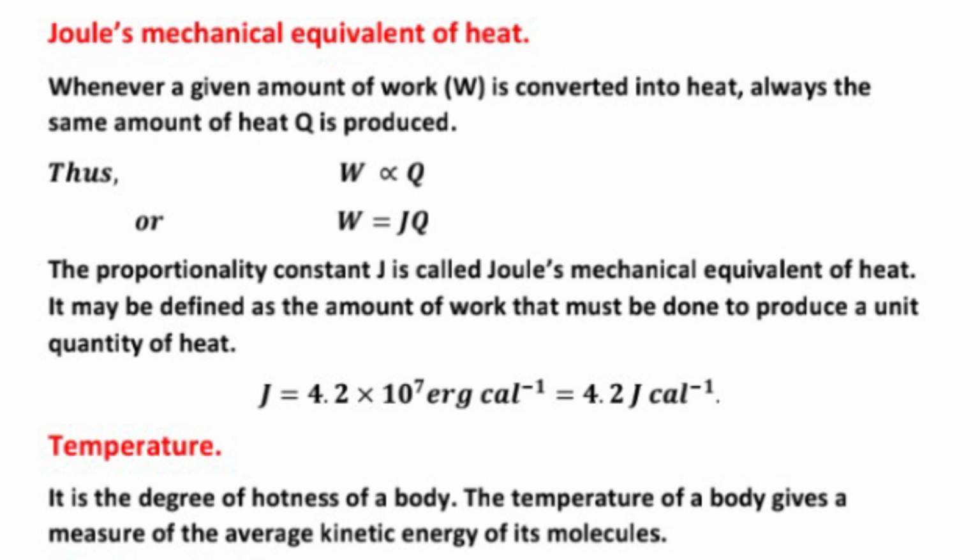Joule's mechanical equivalent of heat may be defined as the amount of work that must be done to produce a unit quantity of heat. Thus, J equal to 4.2 into 10 to power 7 erg per calorie, or it can be written as 4.2 joule per calorie.